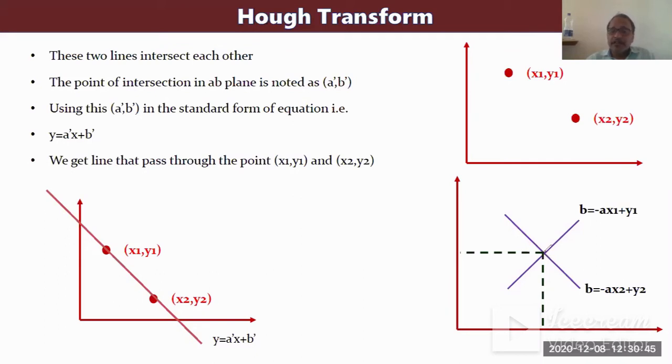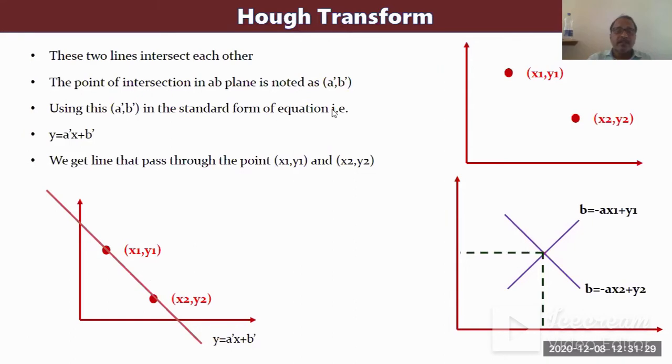So this point is nothing but the point (a, b). Here the point of intersection in the ab plane is noted as a' and b'. So this is renamed as a' and b'. Using this a' and b', we can write the equation y = a'x + b'. Now using this point, we can write a new equation, and that will be y = a'x + b'. See, this is the xy plane and this is the ab plane. So in this xy plane, there will be a line which passes through these two points, that is y = a'x + b'.